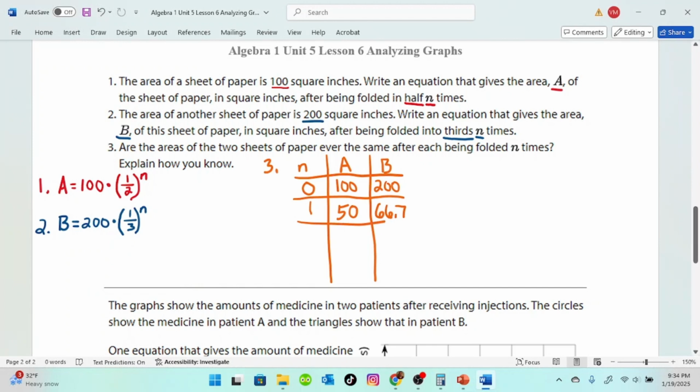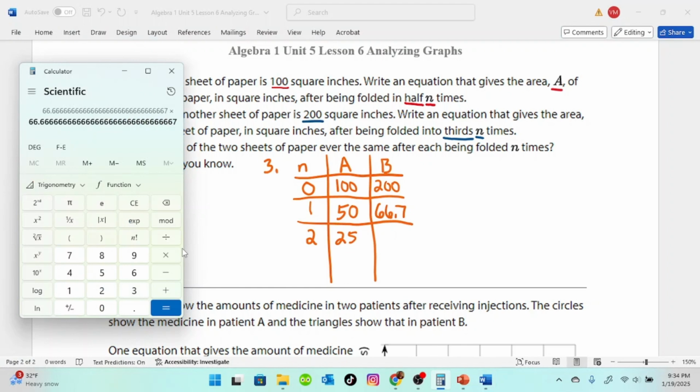We can see that after one fold, paper B is still larger. They're still not the same size. So now we can fold a second time. Paper A again is multiplied by 1/2. So 50 times 1/2 is 25. Paper B again is multiplied by 1/3.